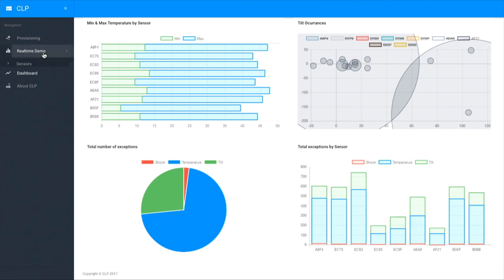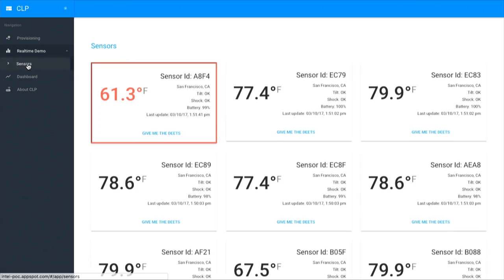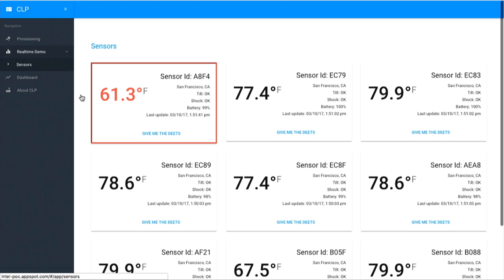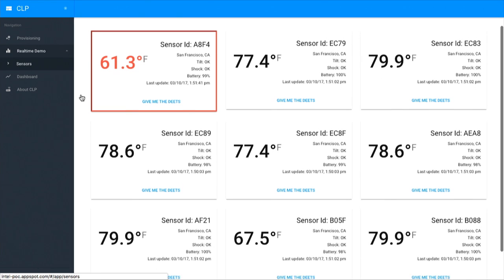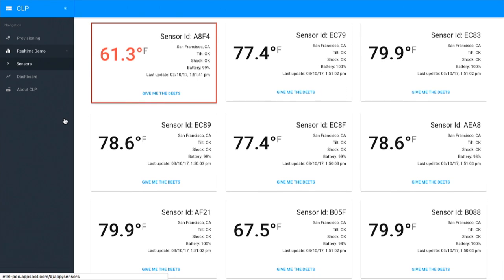So now we're gonna jump into the real-time portion of the demo. On the previous page we were using Cloud SQL to persist all that data and consume it on the UI. Here we're using Firebase to actually put the data out on the UI.